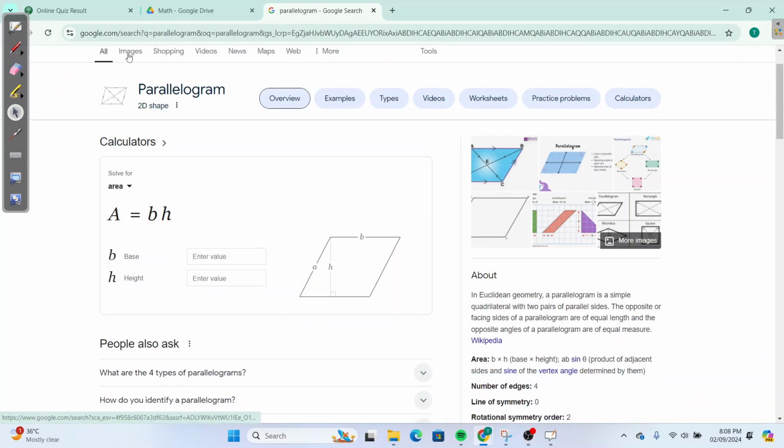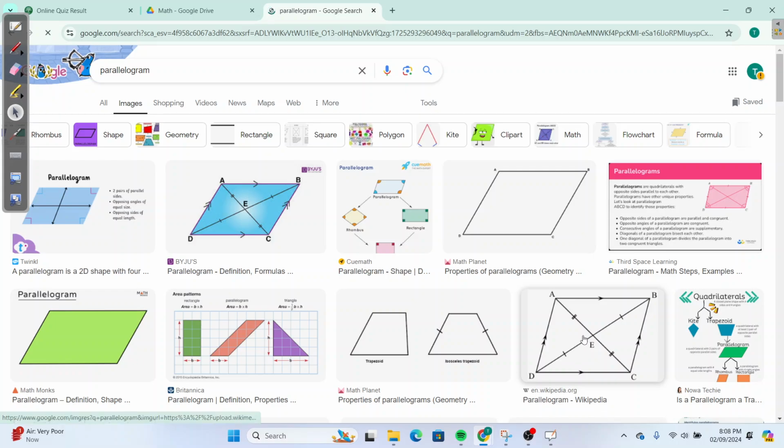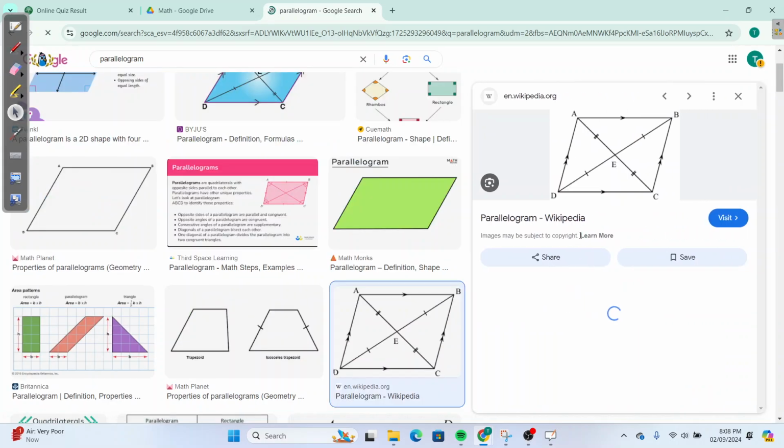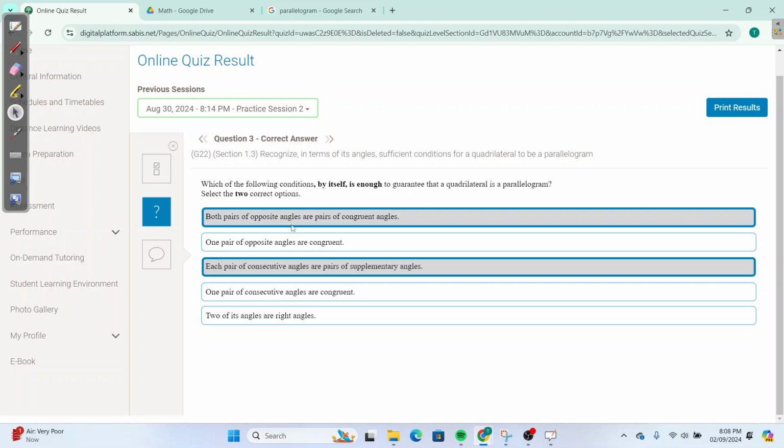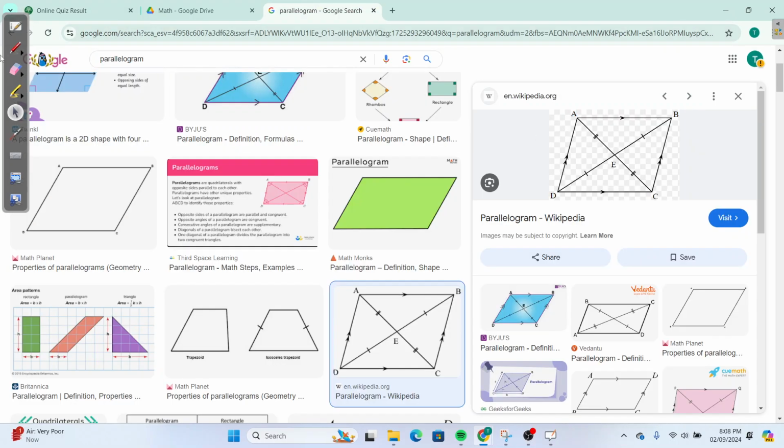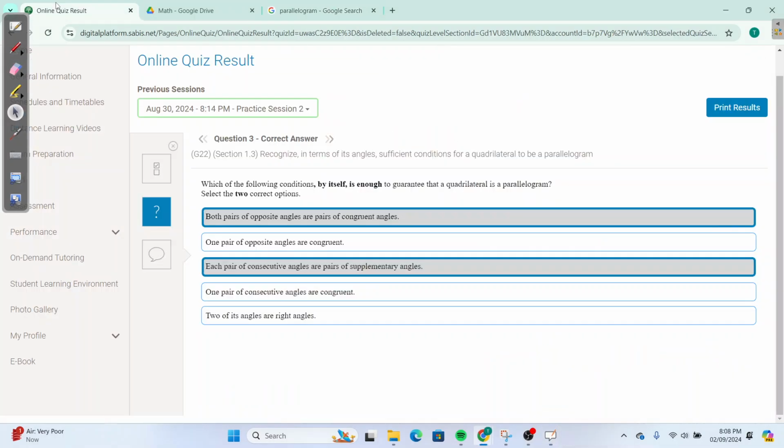So, what they meant here is, if I can find one, okay, I'll use this one from Wikipedia. Both pairs of opposite angles are pairs of congruent angles. So this angle basically is congruent to this angle, and this angle here, angle D, is congruent to angle B. Also, angle A and angle B have to make up 180, and angle D and angle C have to make up 180. Both of these must be true for a quadrilateral to be a parallelogram, like guaranteed.